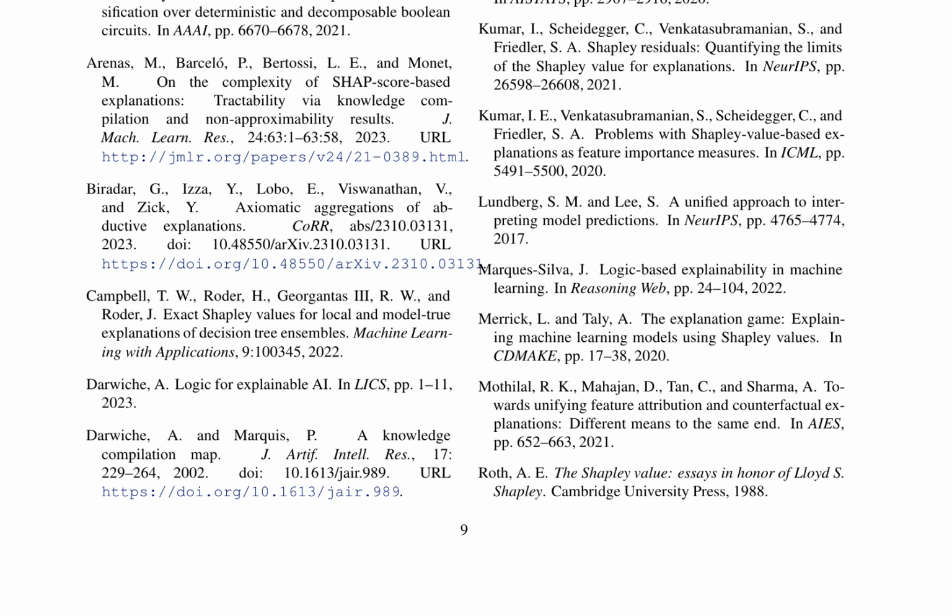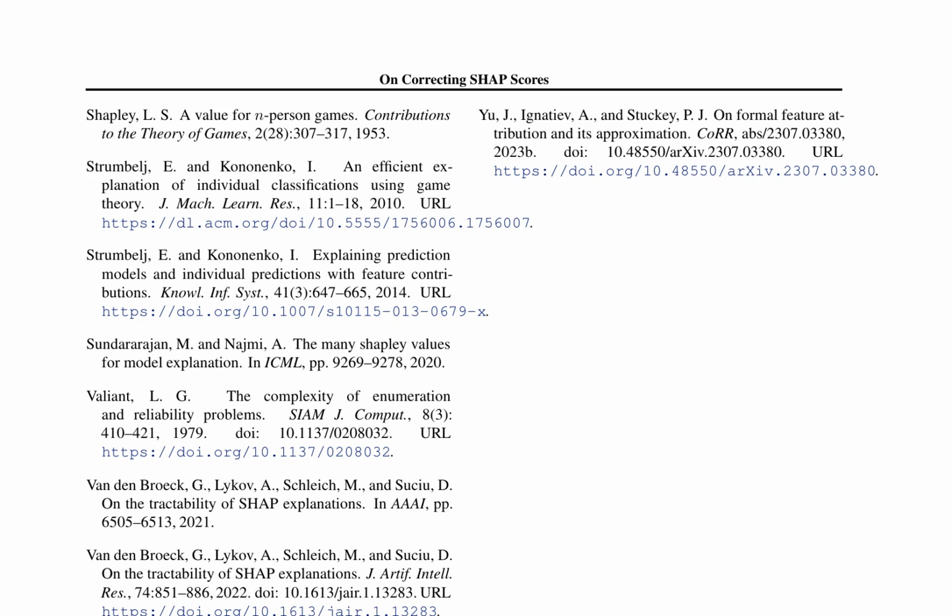properties. The paper presents a comprehensive review of the literature on SHAP scores, feature attribution, and explainability in machine learning. The authors cite numerous papers on the topic, including works on the tractability of SHAP explanations, axiomatic aggregations of abductive explanations, and the inadequacy of SHAP values for explainability. The authors highlight the importance of rigorous interpretations of feature attribution and the need for formalizations of feature attribution. They also discuss the limitations of SHAP values for explainability and the need for alternative approaches.